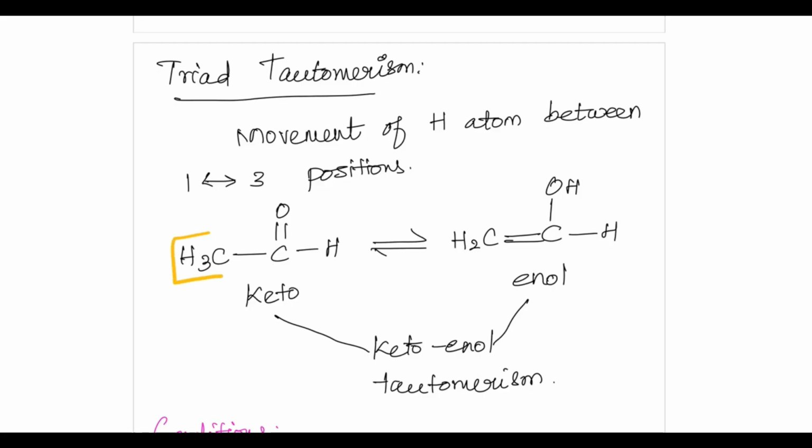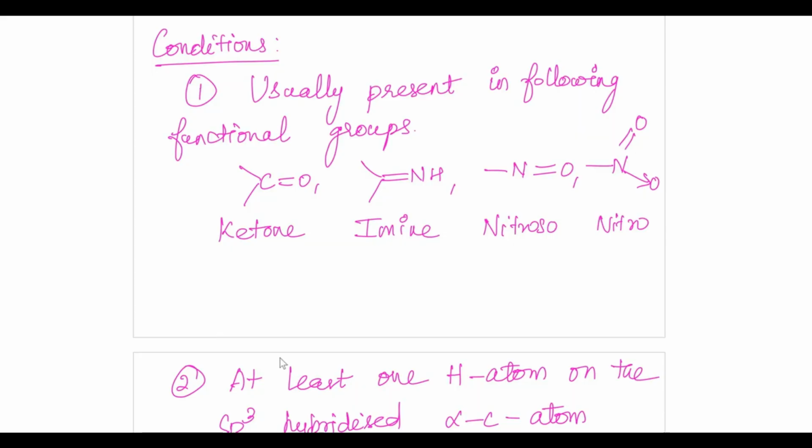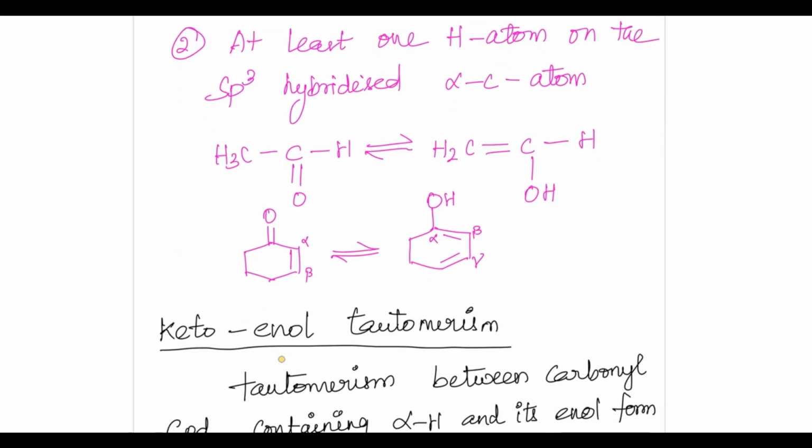Here I have hydrogen attached with this carbon. Move to 1, 2, 3rd position, 2OH. Okay, 1, 3 position, that is triad tautomerism. Mostly the tautomerism or keto-enol tautomerism we will be seeing throughout 11th and 12th grade, or isocyano tautomerism also we will see. Usually represented in the following functional groups like ketone, imine, nitro groups, which will exhibit tautomerism. At least one hydrogen atom on the sp3 hybridized alpha carbon atom must be there. Like you can see, alpha hydrogen must be there.